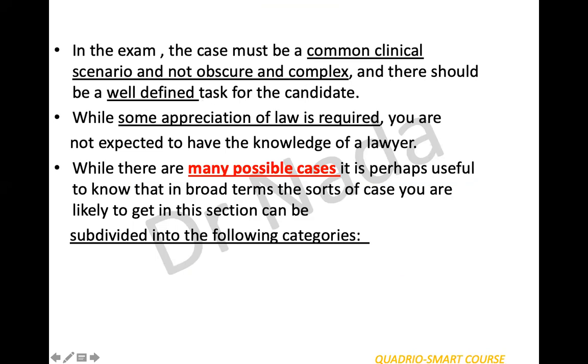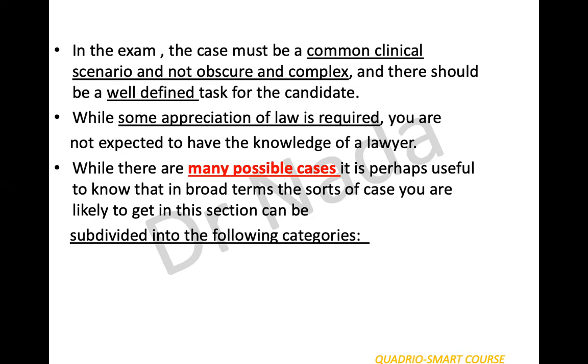I will explain to you how to break down the scenario and how to analyze the task card in order to know what you need to do and how to plan your answer. While some appreciation of law is required, it's not expected that you will have the knowledge of a lawyer, of course. Very few minute details are not required. You just need to know the basic things. We will discuss all of them throughout our course.